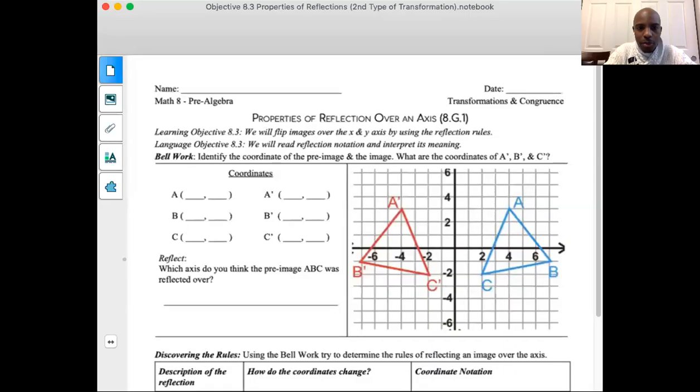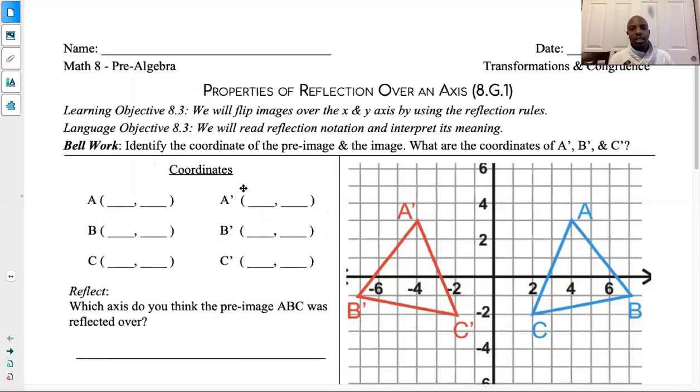All right, so what you should be looking at is this worksheet right here in front of us. It says properties of reflection over an axis. Now, we have talked about one transformation so far, which was the translation transformation. And the key word there was to slide an image or to move the image, whether it's up, down, left, or right. Now, this second transformation that we're going to talk about in Math 8 is a transformation called reflection. We're going to talk about reflecting it over an axis, either the y-axis or the x-axis.